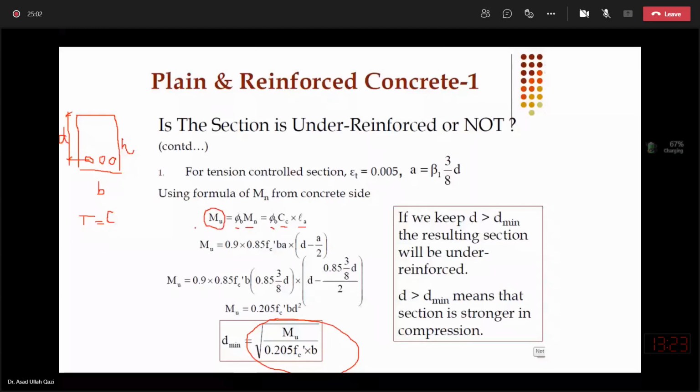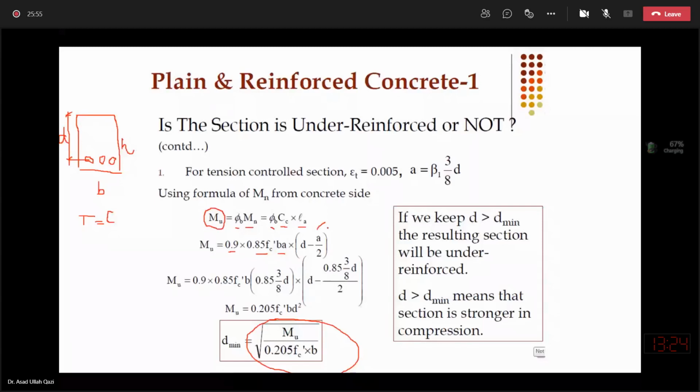Now in this equation, I will substitute phi with the tension controlled under reinforced phi. I will substitute Cc with Whitney's uniform stress block depth equivalent force, which is 85% of fc prime on the area, which is A into B. So uniform stress into area will give me Cc. And I'm replacing the lever arm between T and C with d minus a by 2. So this lever arm, you are well familiar with, the lever arm of the internal couple between T and C.